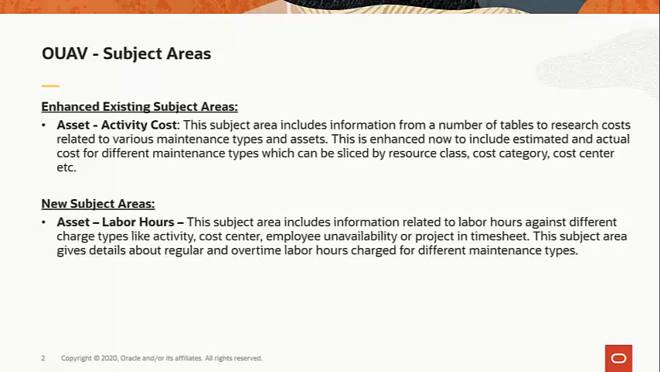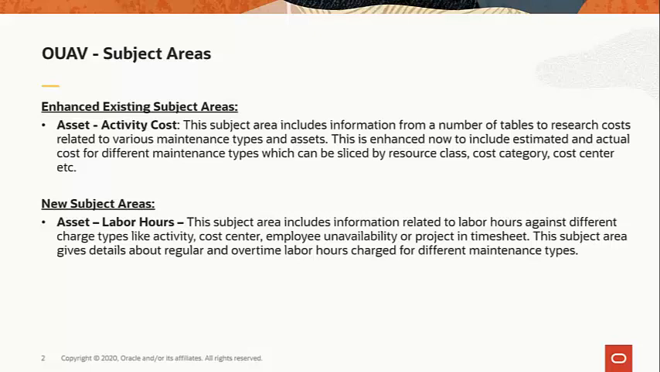This particular subject area is used to calculate the different types of cost related to assets, which are maintenance cost, renewal cost, total cost, etc. This subject area in this release has been enhanced to include the estimated and actual cost for different maintenance types, which can be sliced and diced based on different resource types like labor, material, miscellaneous items, cost category, and cost centers. We also introduced a new subject area, which is asset labor hours.